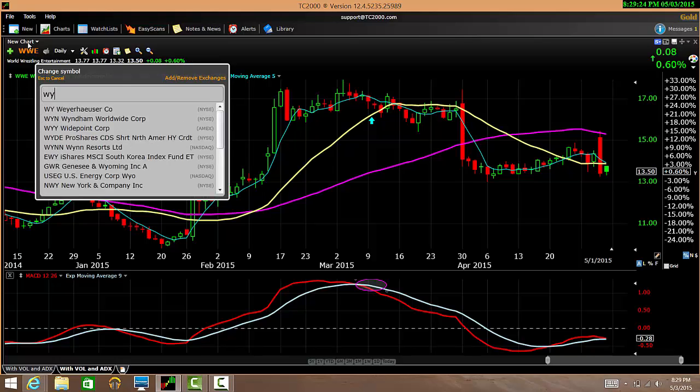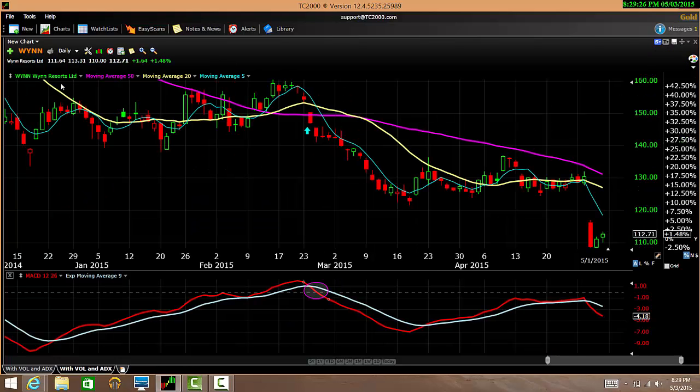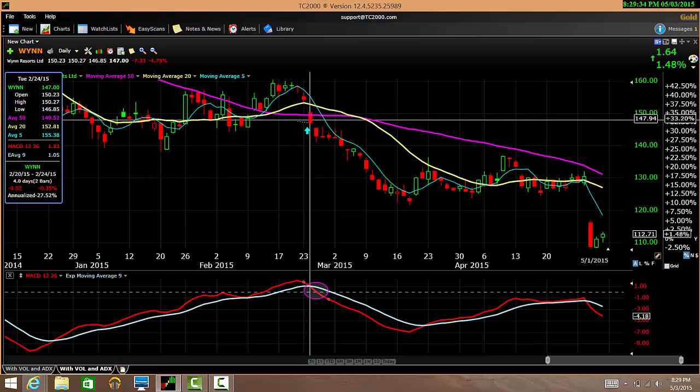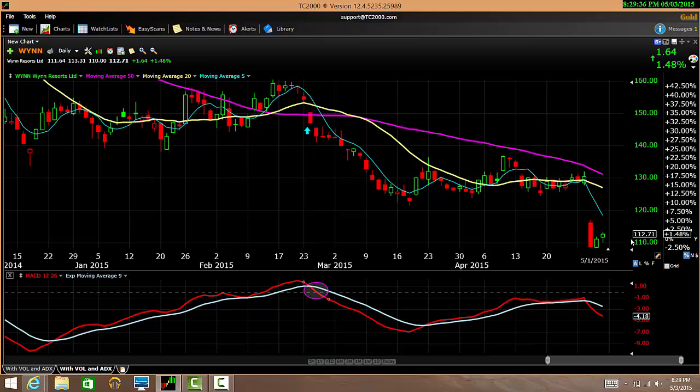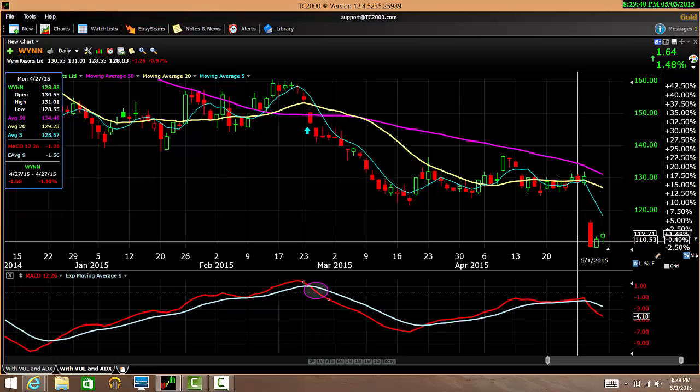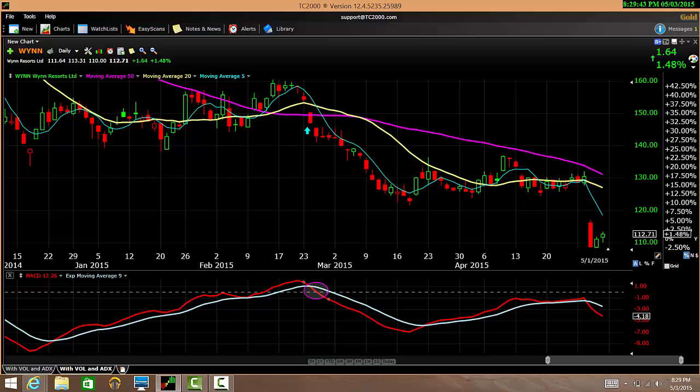And the next stock is WIN. Again, a crossover above the zero line. If you short the stock here, say at around 147, you hold on to it, and it just recently hit 110.